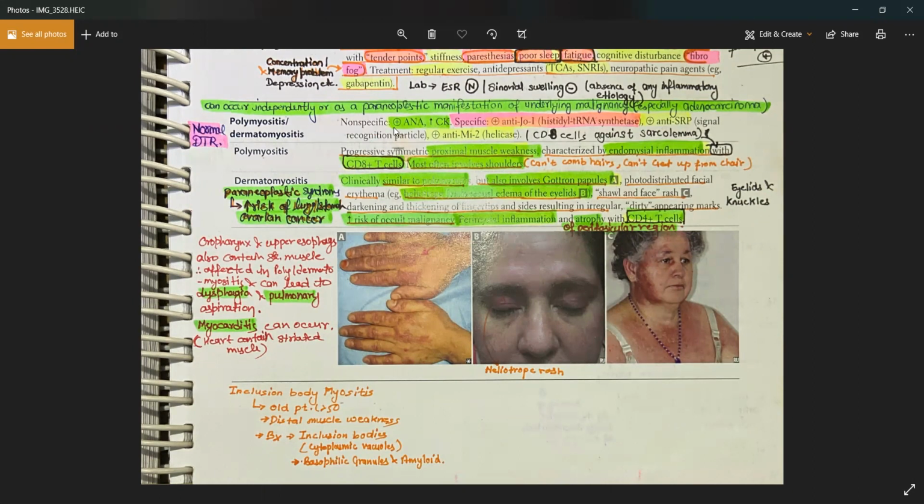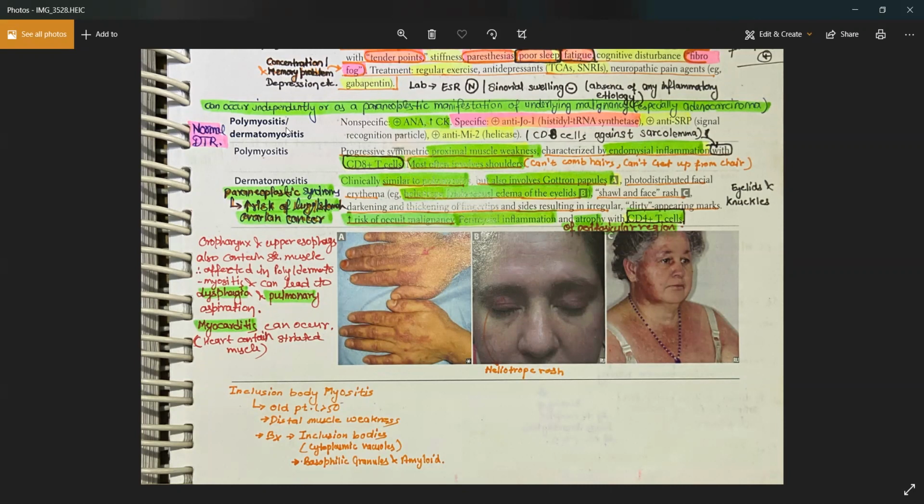You will have the anti-nuclear antibody positive, and it is a non-specific type of marker because you can get the anti-nuclear antibody positive in SLE also, in Sjogren syndrome also, right? In other conditions also, right? So it is a non-specific, you can say a sensitive type of marker, because it is an inflammation of the muscles.